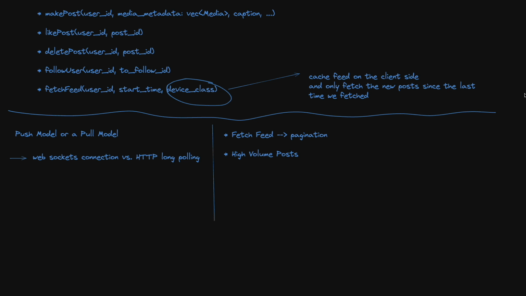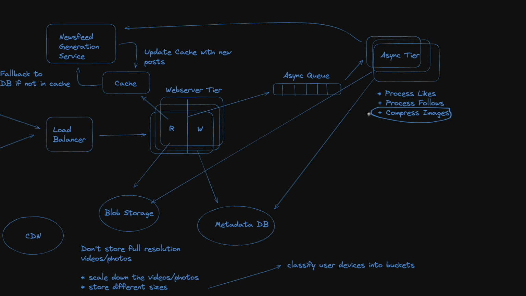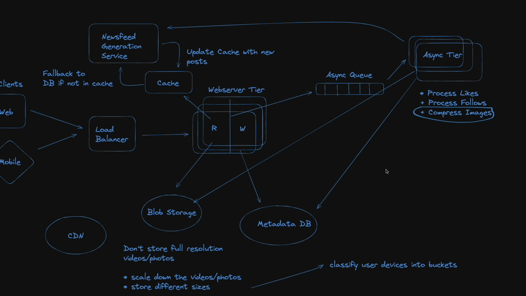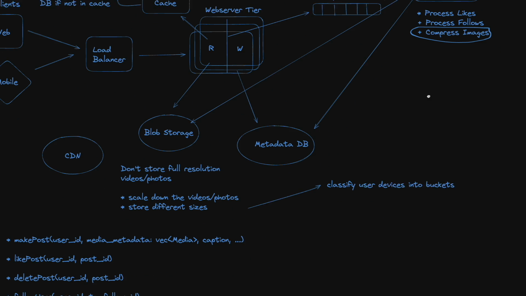And this actually plays into why we opted to have this async tier, because we can process things like likes and follows later on, right? It's fine if we don't have the most up-to-date like counts for a given user, or even sometimes it's fine if you don't see your friend's post until a little bit after we finish processing all of that metadata. So that's why we have the async tier.